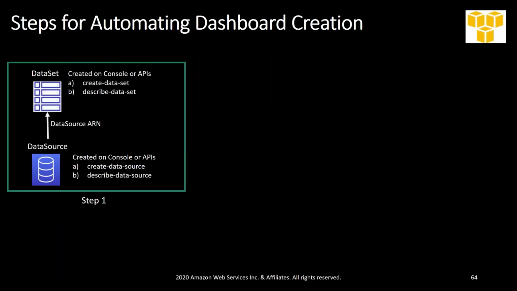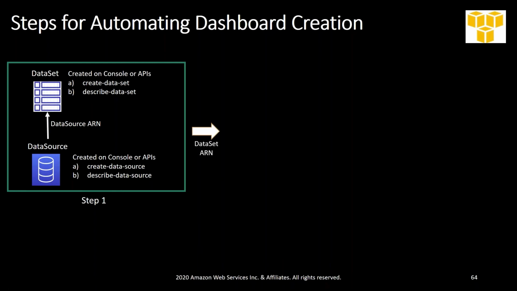So what are the steps? To reiterate, step one is to create the data set source and create a data set. We have two different APIs that are helpful for that. You can describe a particular data source. Say, for example, you create a data source in dev, you describe the dev data source, you copy it as a different file name, make the changes to the connection credentials, and create the data source using that JSON file, and it gets created in the new environment. Same thing goes for data set. So when you create a data source, it passes the data source ARN, and that is what is used within the data set.